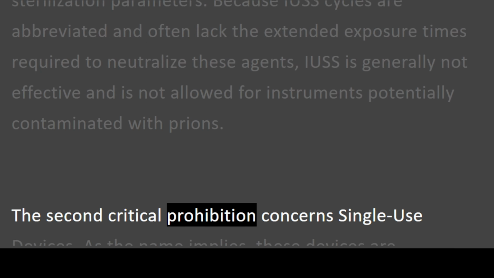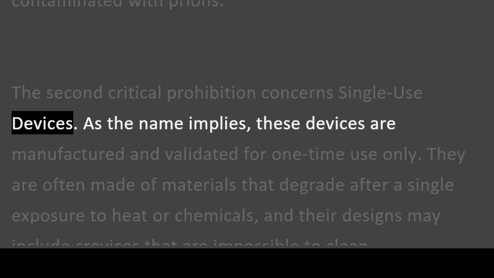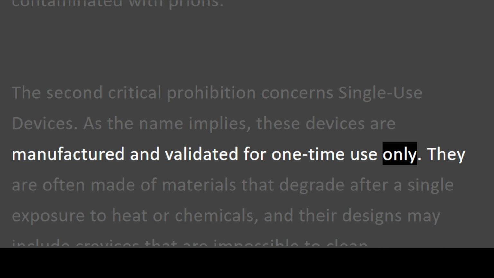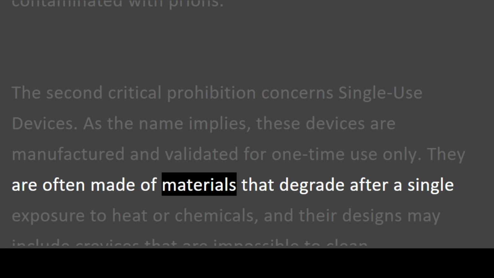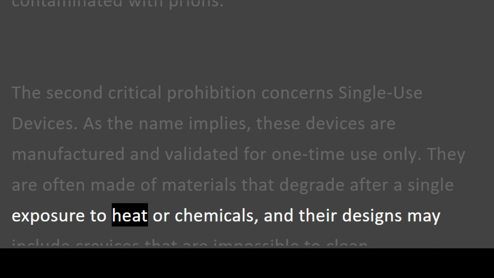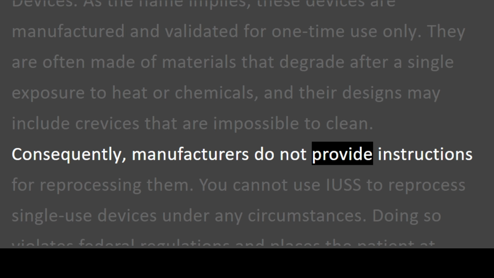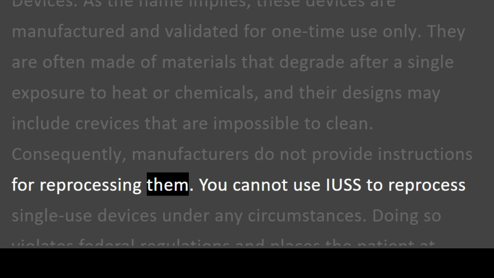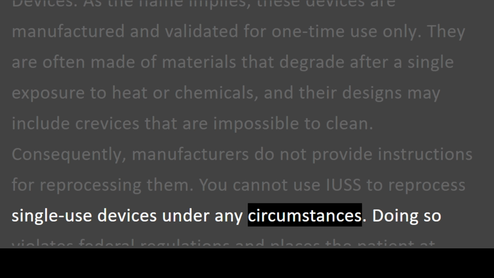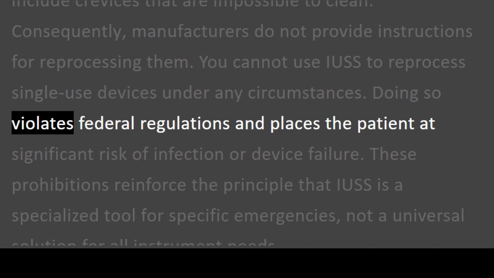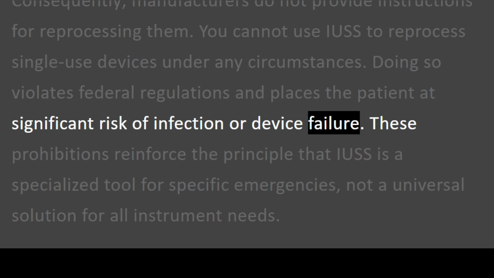The second critical prohibition concerns single-use devices. As the name implies, these devices are manufactured and validated for one-time use only. They are often made of materials that degrade after a single exposure to heat or chemicals, and their designs may include crevices that are impossible to clean. Consequently, manufacturers do not provide instructions for reprocessing them. You cannot use IUSS to reprocess single-use devices under any circumstances. Doing so violates federal regulations and places the patient at significant risk of infection or device failure.